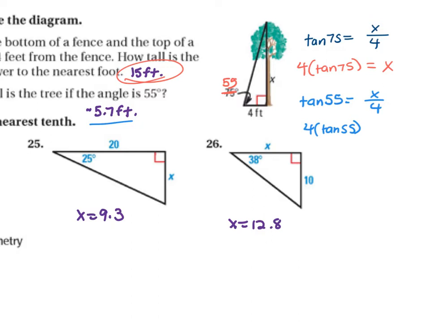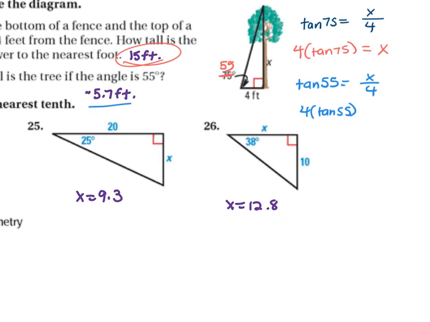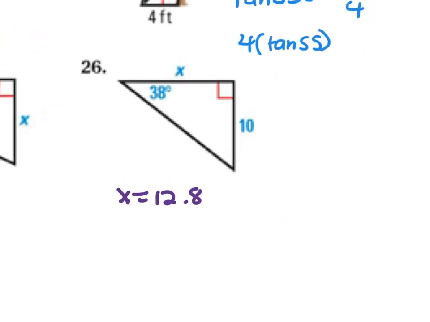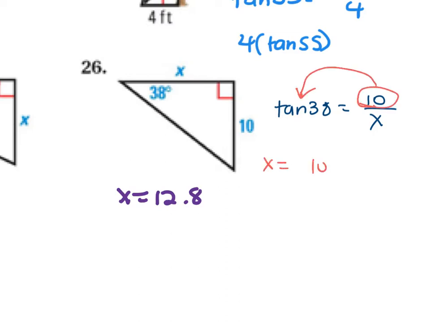Mateo? When the number's on top, you just bring it over, right? Correct. So if it had said, let's say we're doing 26, right? This would be the tangent of 38 would equal 10 over x. When the number's in the top, we take that number and divide it by the tangent. So in the calculator, I would do 10 divided by the tangent of 38. And you'd get that 12.8.